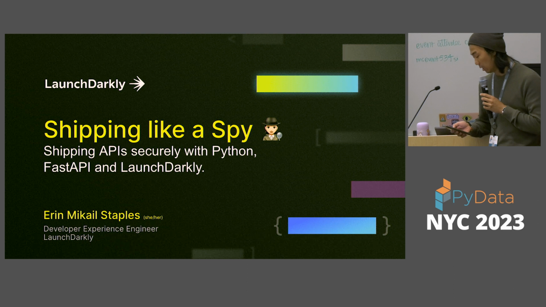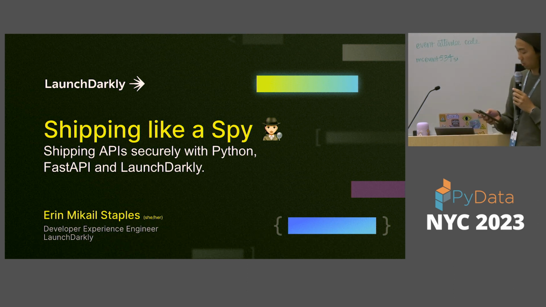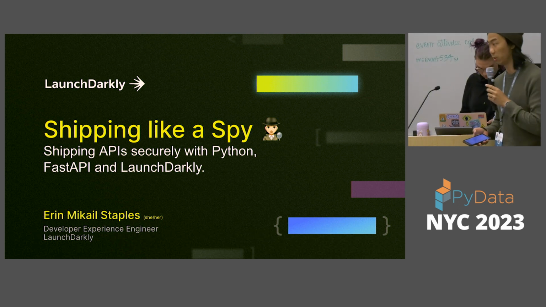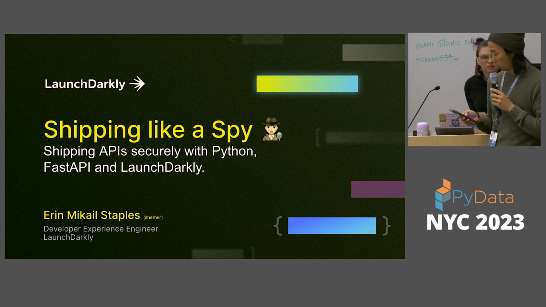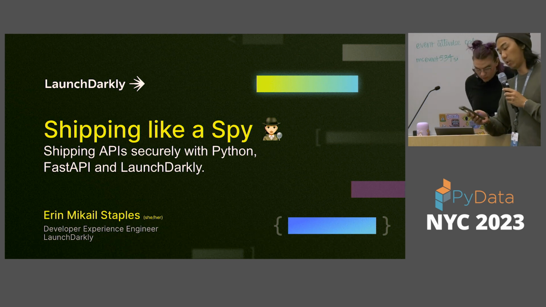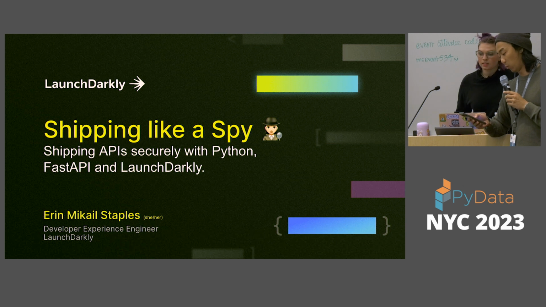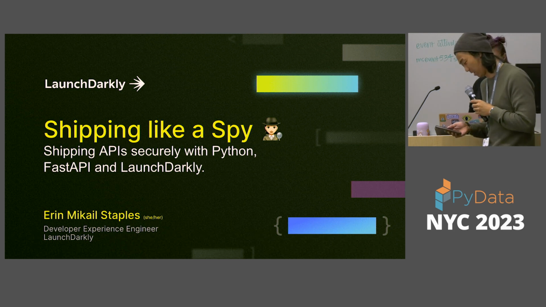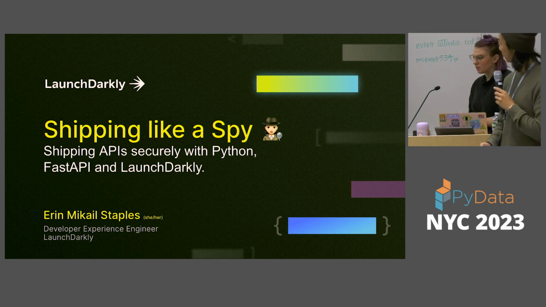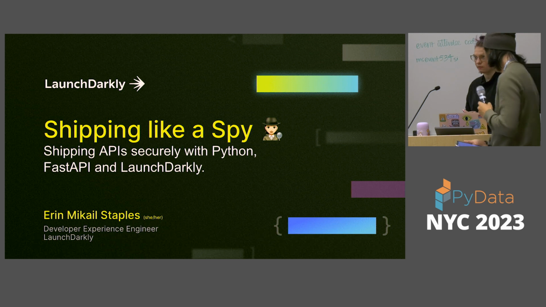Today we'll do a tutorial by Erin Mikail Staples, a developer experience engineer from Launch Darkly. This tutorial will be evaluating a database architecture, deploying an API with feature flags, and taking an API from beta to, I guess, widespread release. We're going to do some different segment releases.